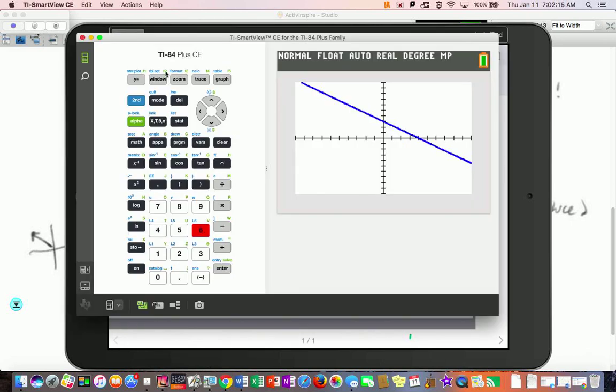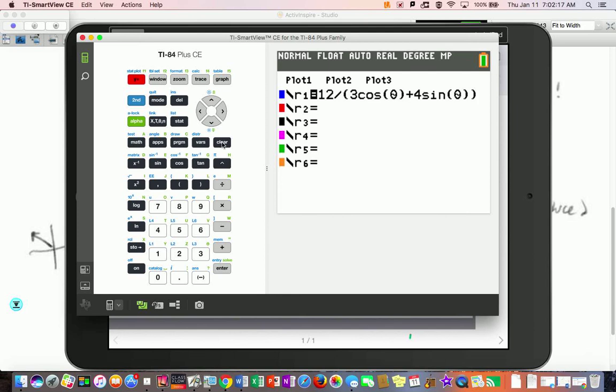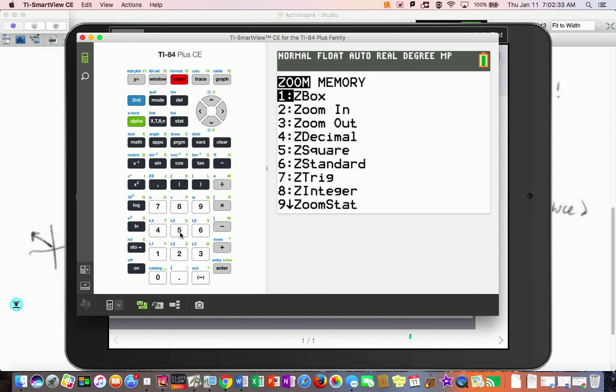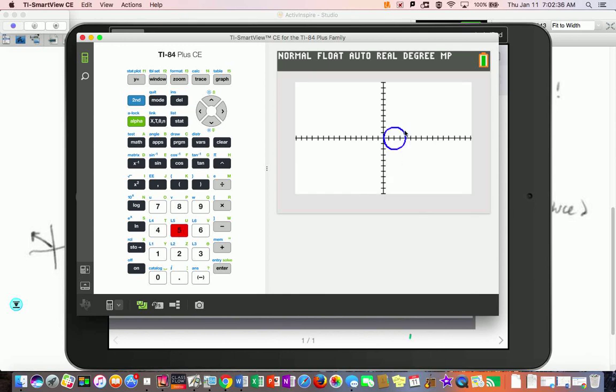So again, if I go over here and go to y equals, and I do 4 cosine of the theta. Now that looks a little elliptical, but if you look, my tick marks aren't the same size because of our widescreen. So if that bothers you, go zoom 5, which is to square the window. Now all the tick marks are the same. We just have more along the x-axis. So nice circle, shift to the right. So it worked. I'm going to go back to my standard window.